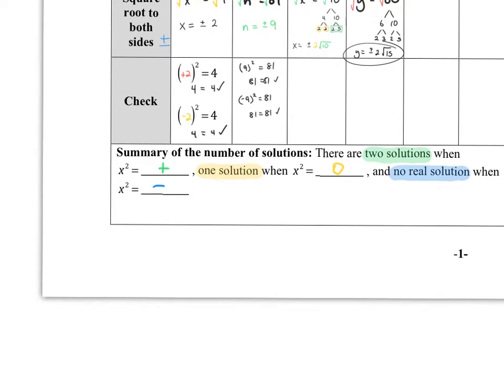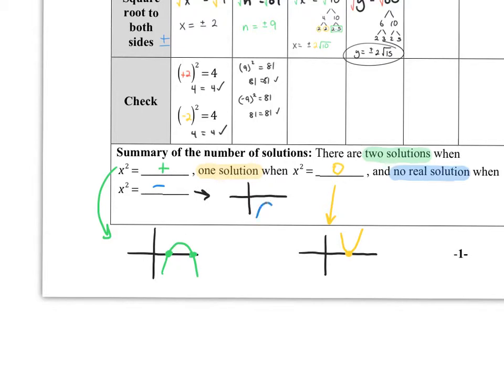Just to show you what this corresponds to: if you were graphing and the parabola intersected the x-axis twice, that's what the two solutions correspond to. It's not a perfect correlation, but we're saying it's similar. This one corresponds to where the parabola is just touching the x-axis in one place, just like that. And lastly, this one is when the parabola never touches the x-axis, as in this case here. There's no x-intercept.